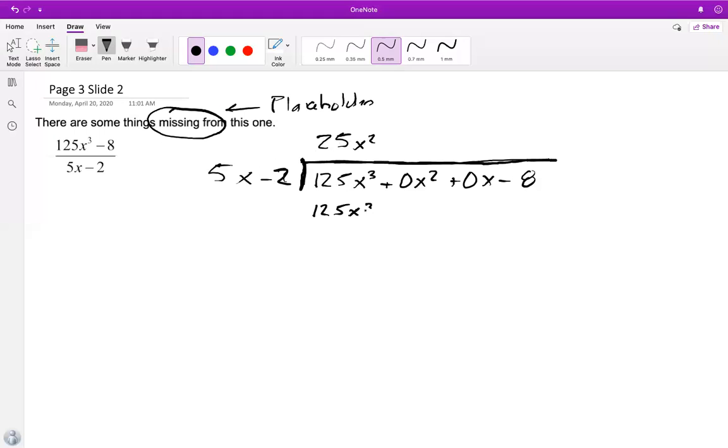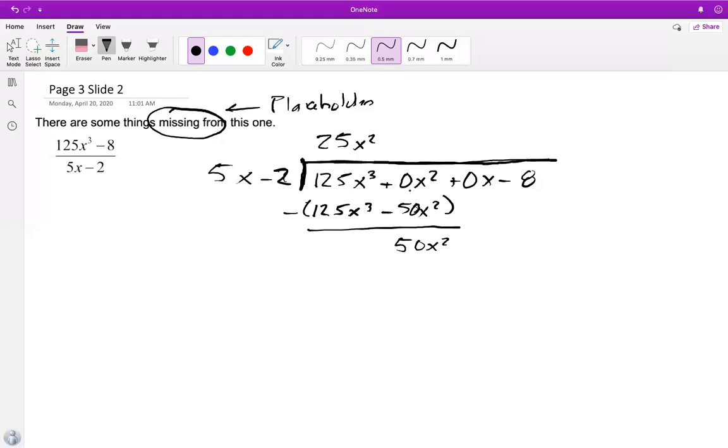Remember, that always happens that way. This product should always be equal to this. Then 25x squared times -2 is -50x squared. And right away, I can see why I put the placeholder in there. 125x cubed minus 125x cubed is 0. But now I can see that this -50x squared is being subtracted from 0x squared. So I do 0 minus -50, and I get +50x squared.